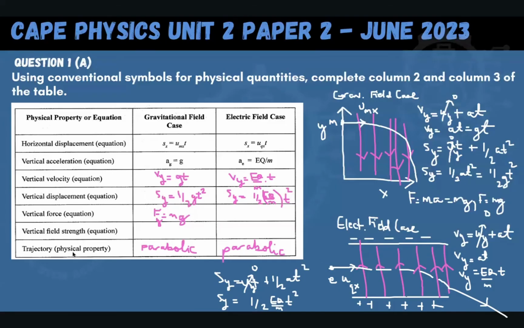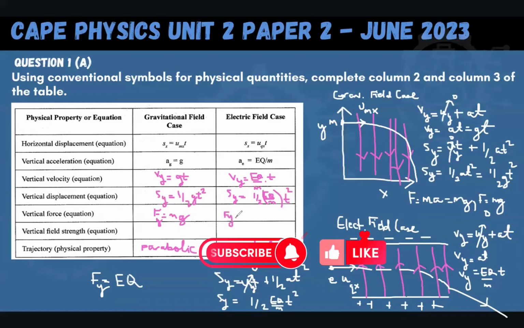But for the electric field case, your F is going to be equal to your electric field strength times the charge, right? And so F is equal to EQ, right? For the gravitational field case. For the electric field case, Fy is equal to the electric field strength times the charge of that particle that's being projected.